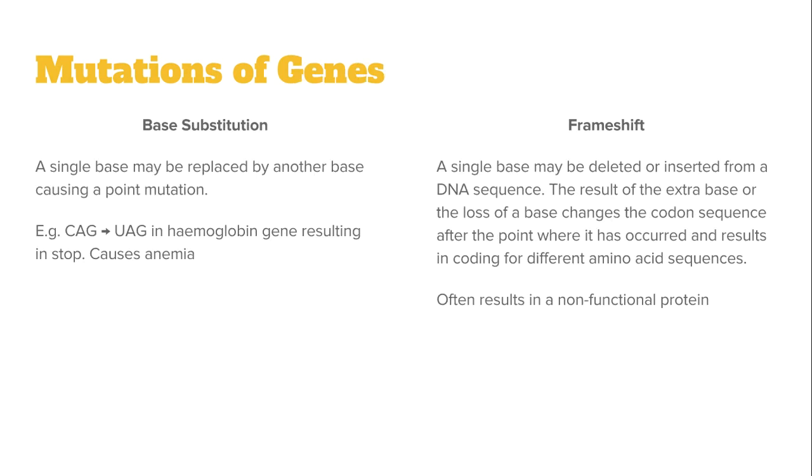We then compare to mutations of genes, and that's where we see either base substitution or a frame shift. When we talk about base substitution, we're talking about a single base being replaced by another base, causing a point mutation. So we have the example here where the code should read CAG, but instead there's been a point mutation where it reads now UAG in a hemoglobin gene, and instead of the CAG being produced, UAG is read, and UAG codes for stop codon, and this is what leads to some types of anemia.